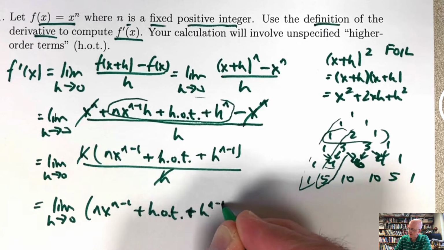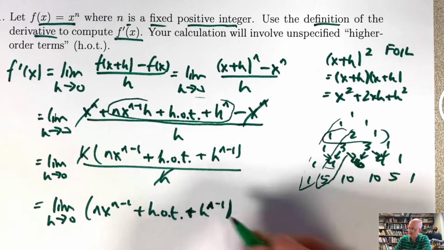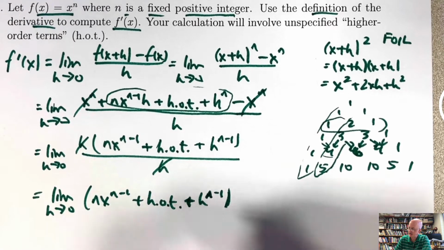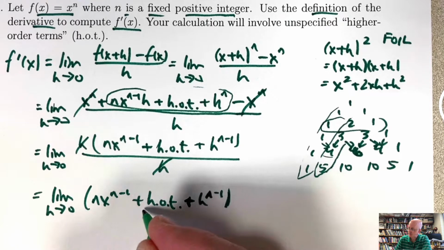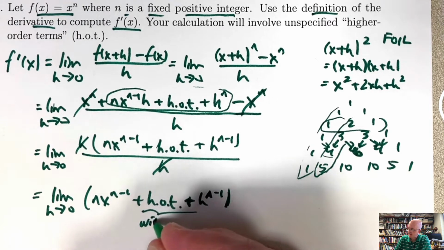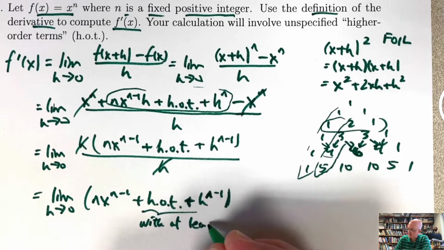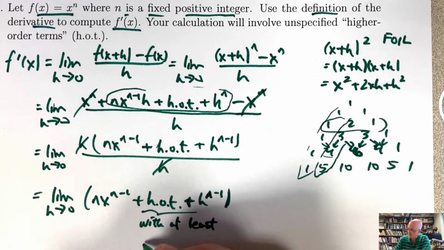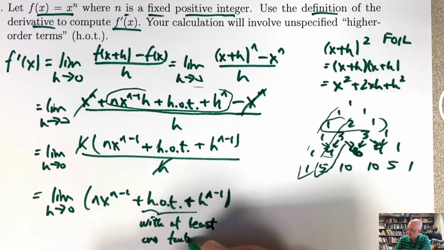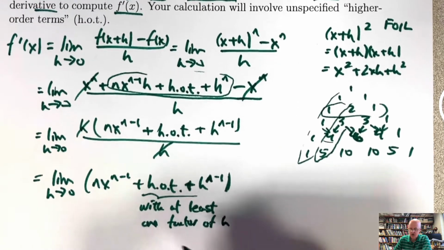And then what's left now is a polynomial in h. Think of x as fixed. This is a polynomial in h with higher order terms involving at least one factor of h in each term.